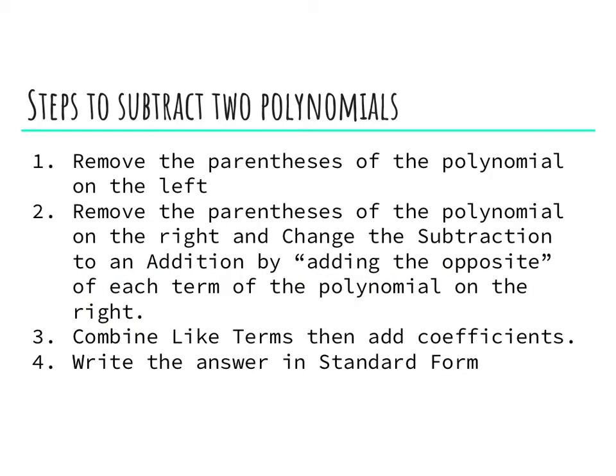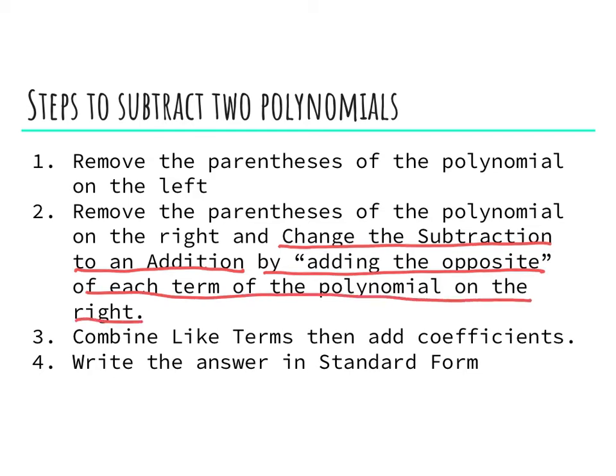Let's look at the steps to subtract two polynomials. The first thing we're going to do is remove the parentheses of the polynomial that's on the left. We will then remove the parentheses of the polynomial on the right and change the subtraction to an addition by adding the opposite of each term of the polynomial that's on the right. We will then combine like terms and add the coefficients and make sure that our answer is in standard form.